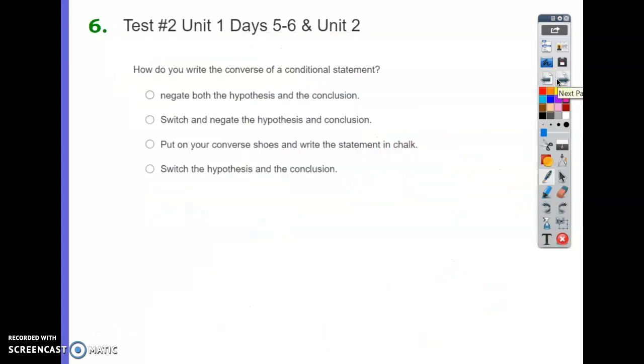Number 6, how do you write the converse of a conditional statement? That's the switch, when you take the hypothesis and the conclusion and you switch them. So that is the last answer here. No negating, no making negative.